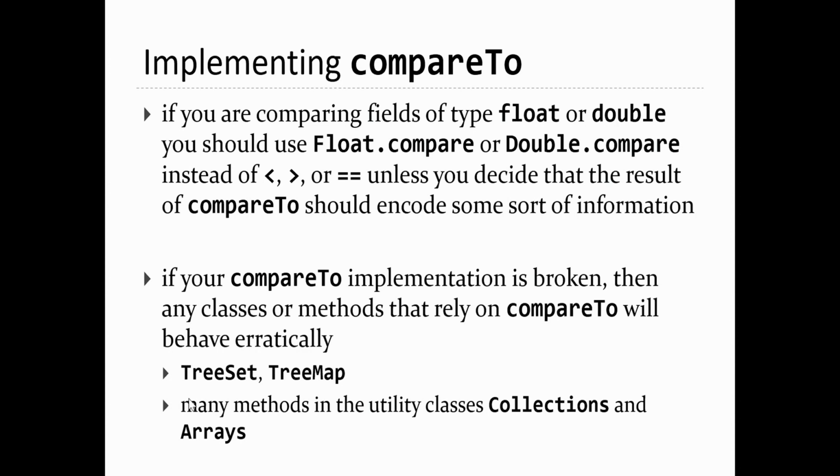Now, unfortunately, tree set and tree map, two of the very common standard collections, rely on compareTo. So if you try to make a tree set or a tree map of something that doesn't implement comparable, the compiler will tell you very quickly you can't make a tree set or a tree map this way. You can still make one, it's just that you have to tell it how to compare two objects of the type that you're trying to put into the set or map. A lot of the methods in collections and arrays rely on a working compareTo. So sort, for example, relies on a working compareTo.